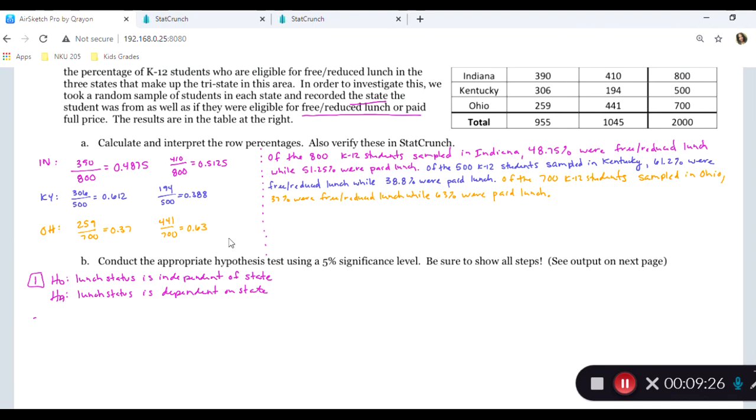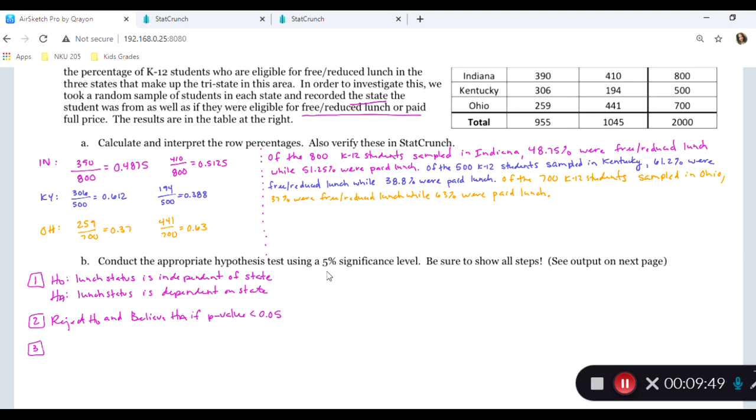Our second step is that decision rule. So we are going to reject the null hypothesis and instead believe the alternative hypothesis if our p-value is less than our significance level, which was given to us as 5%, so 0.05.